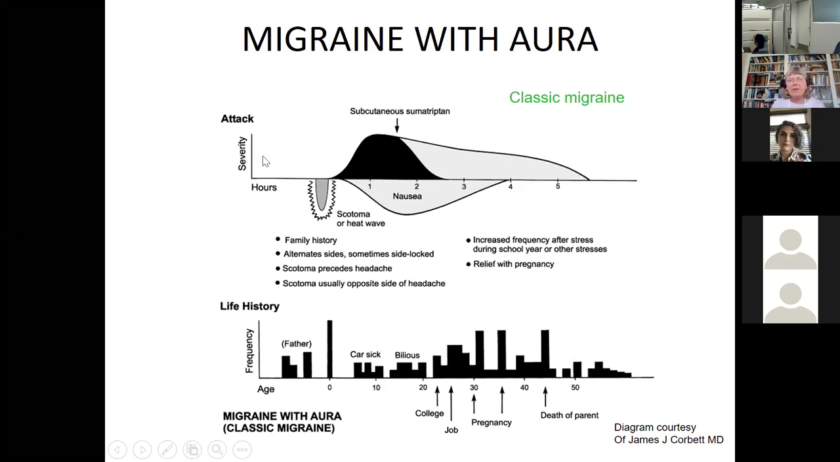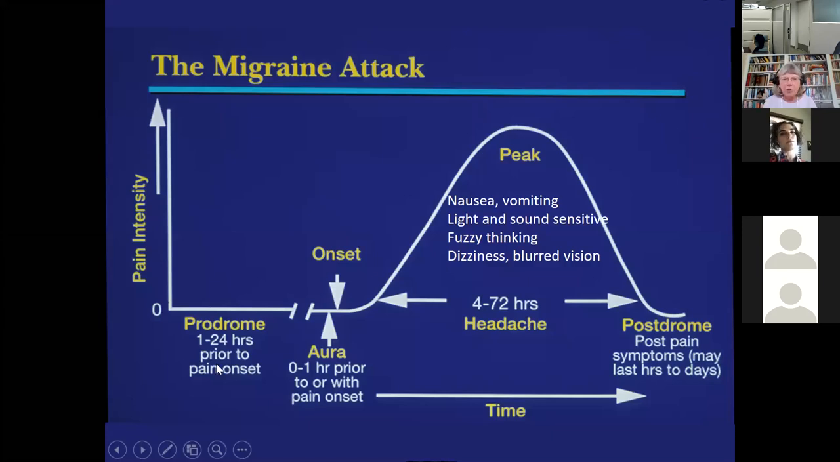And the attack, there's a prodrome phase, but the aura comes before the headache in most cases. And we're going to talk more about this. And then, of course, you get the headache associated with light and sound sensitivity, nausea, and or vomiting. And then you have a postdrome. So this is the prodrome that can happen before the headache. The aura usually comes before the onset of the pain. Sometimes the pain will come on with the aura, and then all the accompaniments, the dizziness, blurry vision, fuzzy thinking, light and sound sensitivity during the headache phase, and then the postdrome is sort of this fatigue phase, if you will.